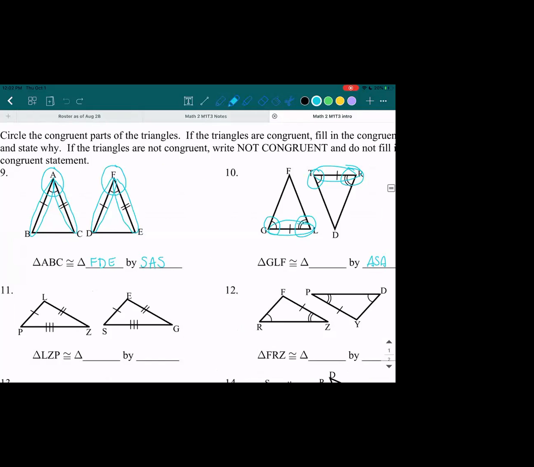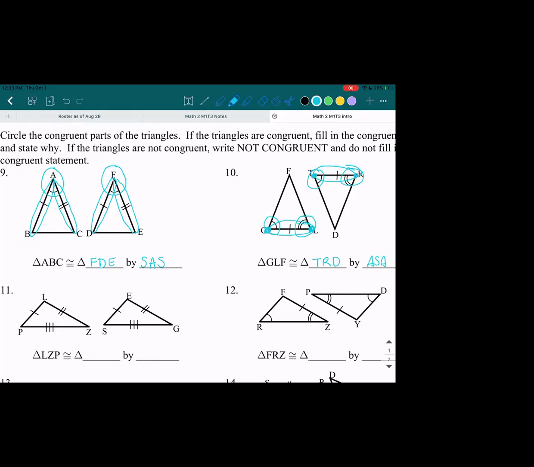So we have to label them with their corresponding letters. So G goes first. G is the corner that corresponds to T. Then they have L. L corresponds with R. How do I know that? It's because if you look at the angles, this L is marked with 2 arcs, and the R is also marked with 2 arcs. And then last but not least, they put F, and so we're going to put D, because those are the corresponding parts.